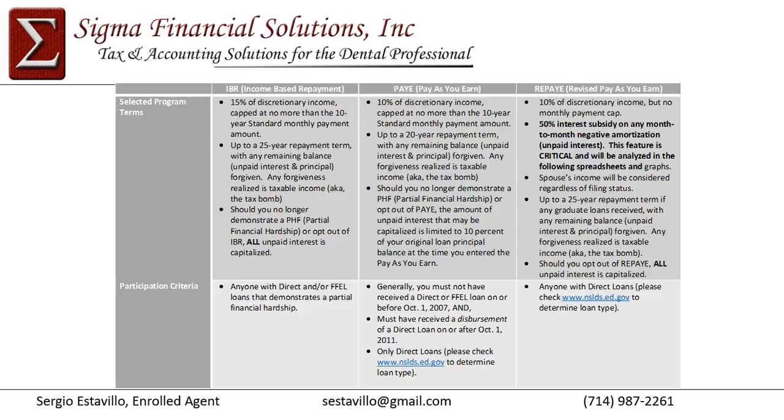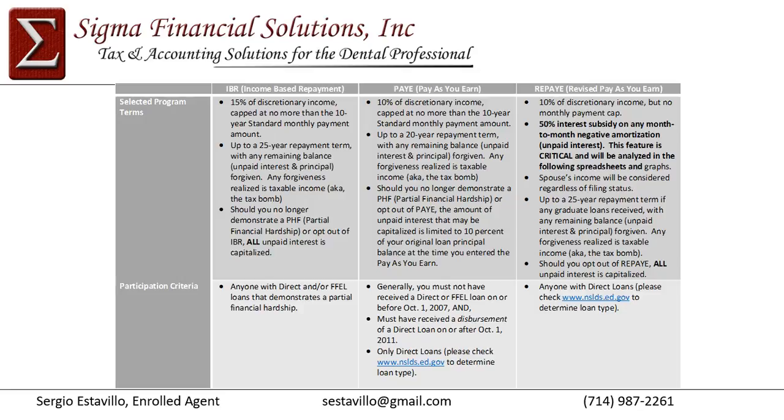That's not the same for PAYE or REPAYE. It's about 140 to 150%, or 1.4 or 1.5 times your original student loan balance when you entered repayment. So if you had $200,000 of student loans, then that threshold jumps up to about $280,000 to maybe $300,000 of AGI in order to no longer demonstrate a partial financial hardship with respect to PAYE and REPAYE. Who's eligible to participate in IDR? Essentially anyone with federal loans.